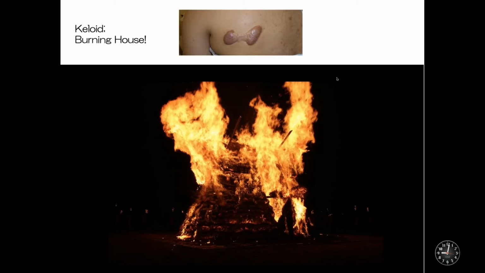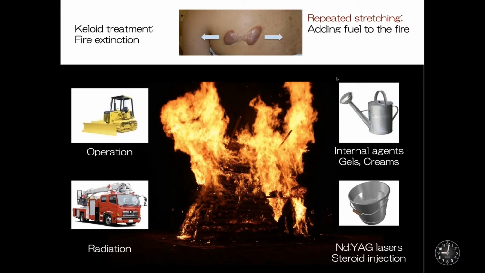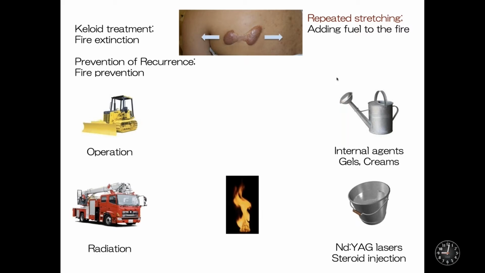So actually, keloid looks like a burning house, with strong inflammation. And repeated stretching is like adding fuel to the fire. So for our treatment, there are many modalities, from mild treatment to strong treatment, including radiation. Sometimes such a strongly burning house should be treated by operation and radiotherapy. And once the inflammation has decreased, we should change to the mild modalities.